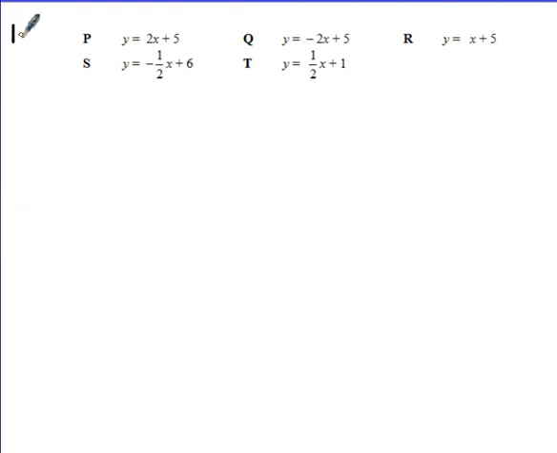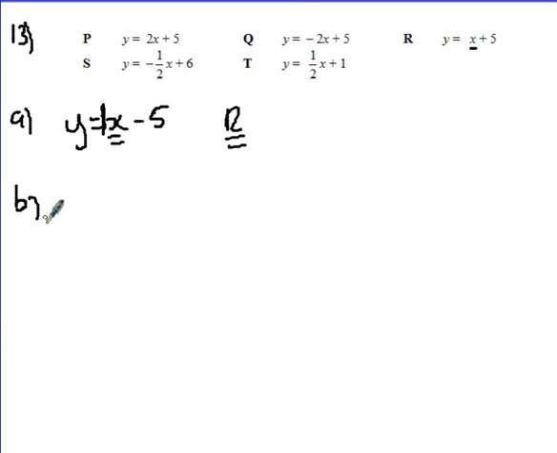Question 13. A. Write down the letter of the line which is parallel to y equals x minus 5, which is telling you that the gradient is 1. So we're wanting the other line where the x coefficient is 1, which is this one. So the first one will be R.